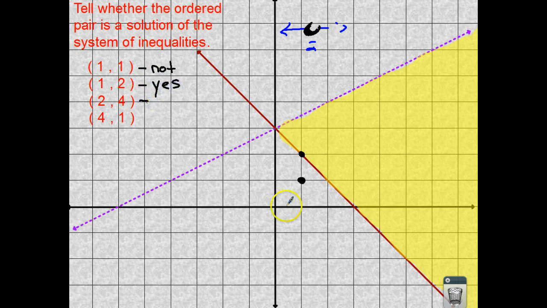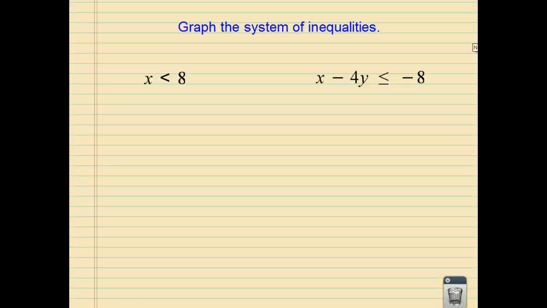(2, 4). 1, 2, 1, 2, 3, 4. That is right here, but it's on the dotted line, so that is not a solution. And then (4, 1): 1, 2, 3, 4, 1. It is in the shaded region, so that is a yes. All right, so that's just understanding who are the solutions and who are not the solutions. Now, let's get into actually graphing one of these.